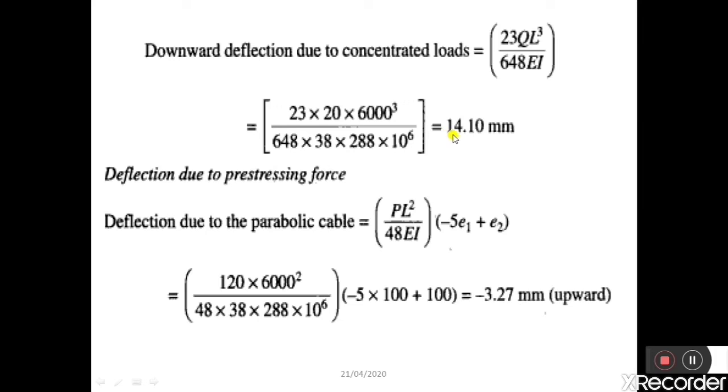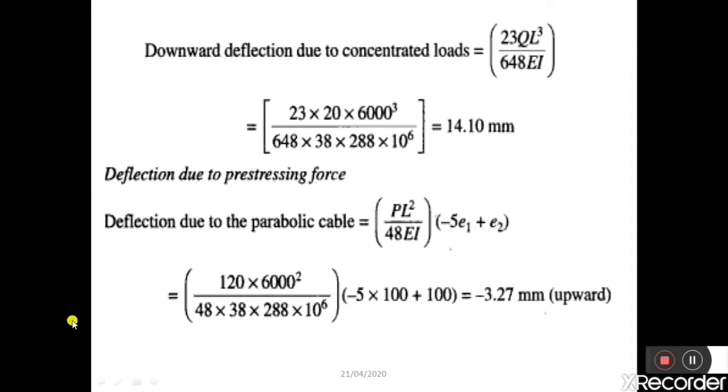So 14.10 mm is a positive deflection, or a deflection which is sagging in nature. That is, the deflection is in downward direction. And now let us calculate the deflection due to pre-stressing force. So as I told you, we have two cables, and out of two cables, one cable is a parabolic cable and the other cable is a straight cable.